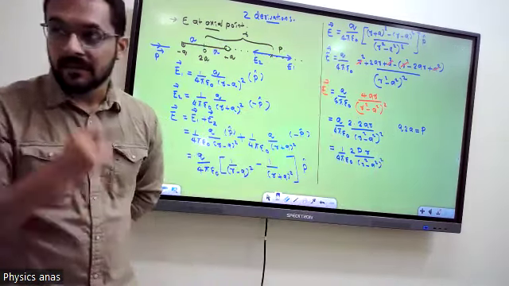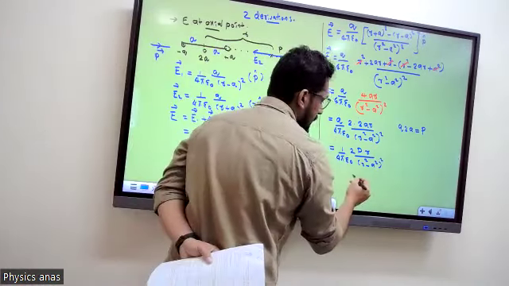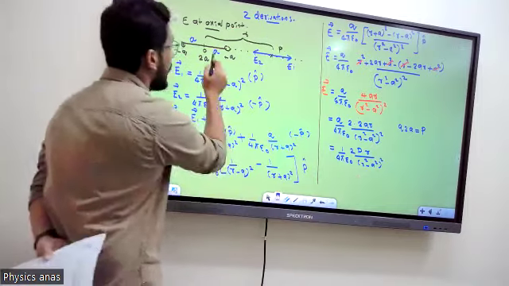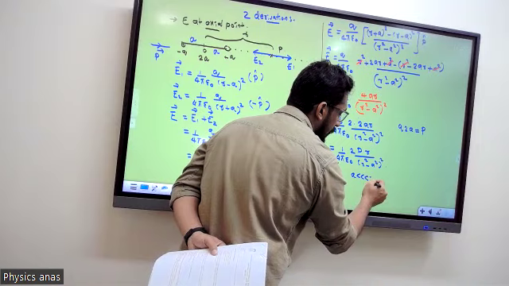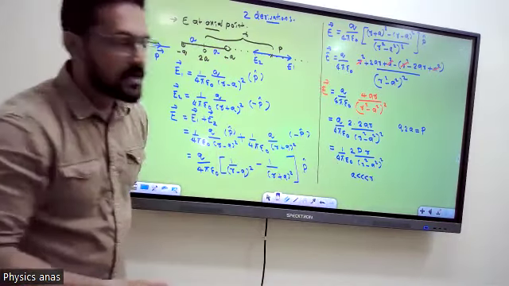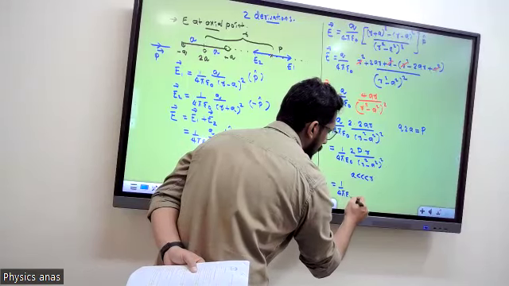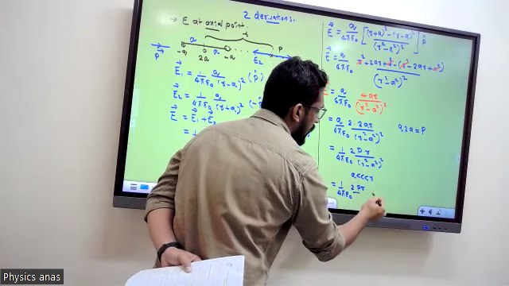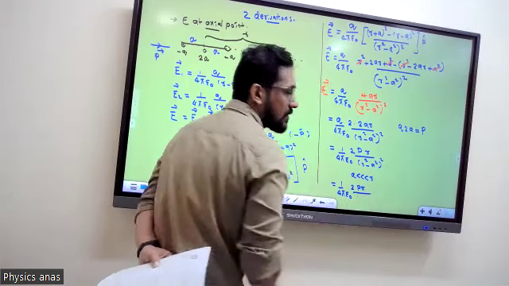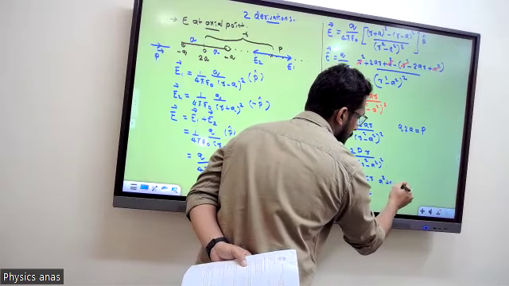Now imagine an ideal dipole. What is an ideal dipole? The value of A will be very small when compared to the value of R. So you have the equation 1 by 4 pi epsilon naught, 2PR divided by... sorry, A square can be neglected.